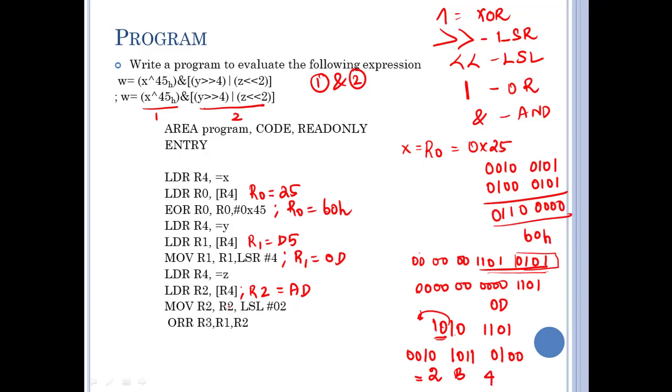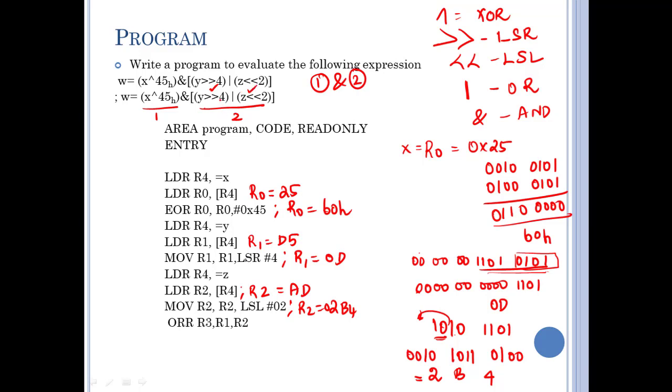Take the content of R2. R2 is nothing but AD. Shift it towards your left, left shift by 2 bit positions. So now your R2 will be 02B4. The next most significant 2 bytes will be 0000. So now this is done. This is also done.